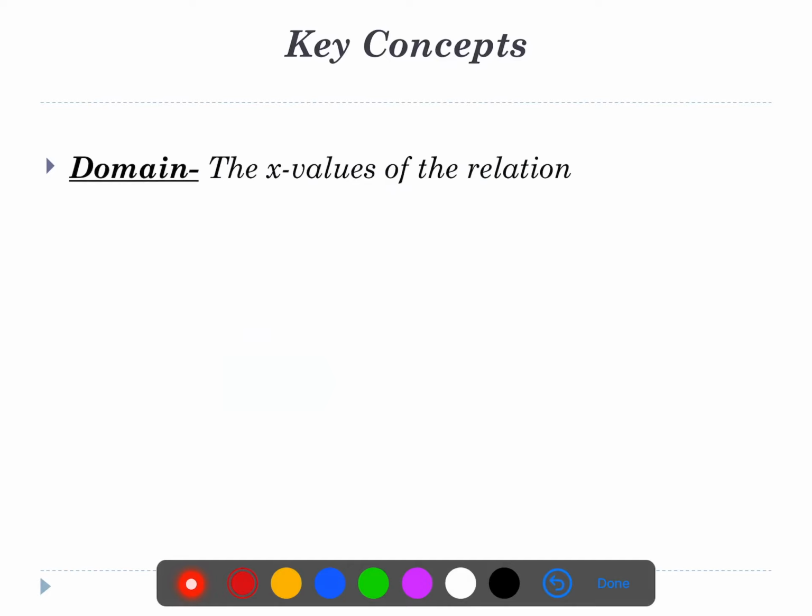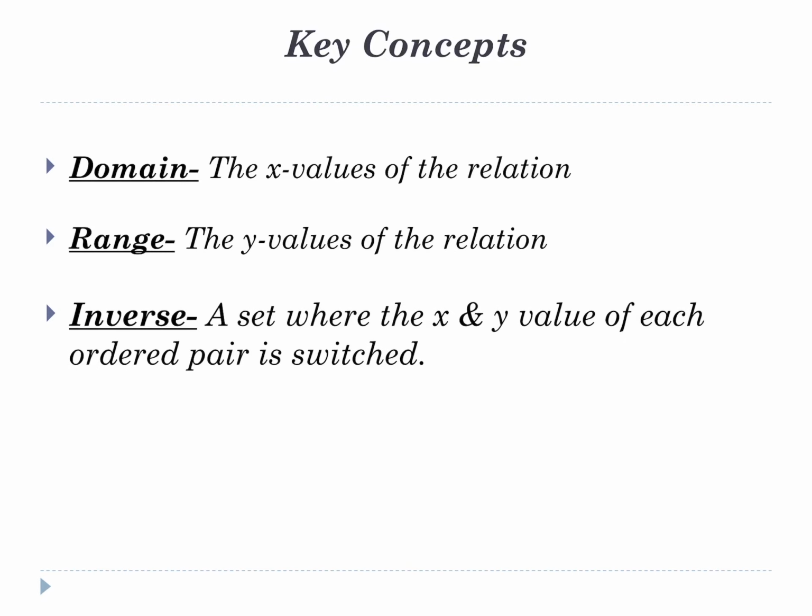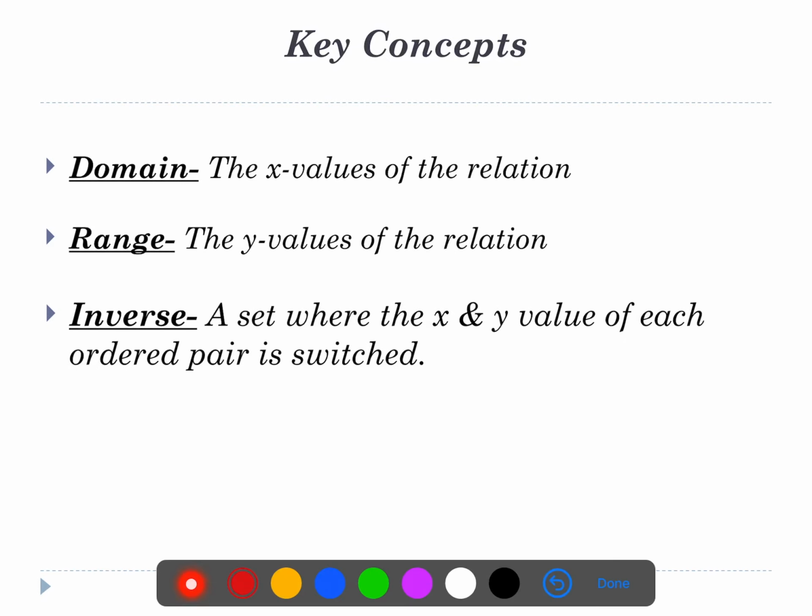Okay, next up we have domain. So we can split aspects of our relation into different groups. So the domain is one group. This is the x values. Okay, the range is now the y's. So we could collect all the x values together. Those are considered the domain, and then the same thing with the y's for the range.